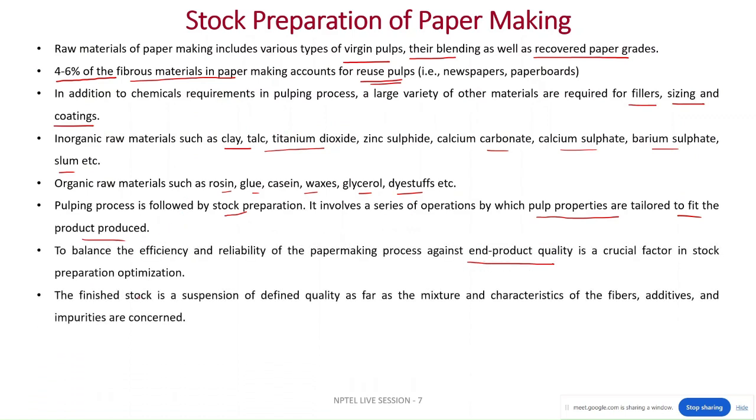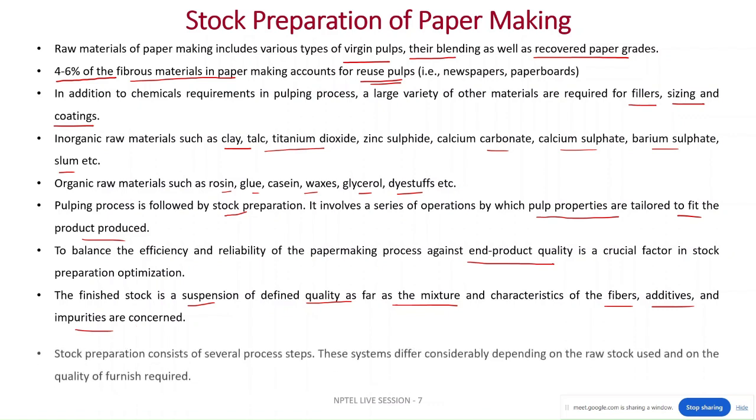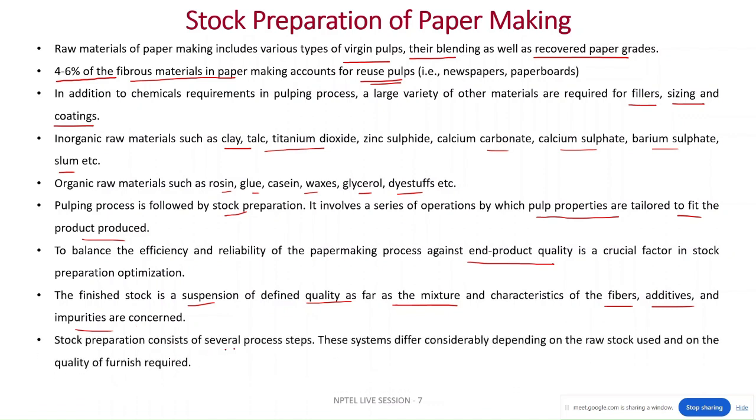The finished stock is a suspension of the defined quality as per the mixture and the characteristics of the fibers, additives, and impurities as well. Stock preparation consists of several process steps. These systems differ considerably, obviously depending on the raw stock used and on the quality of furnish required.